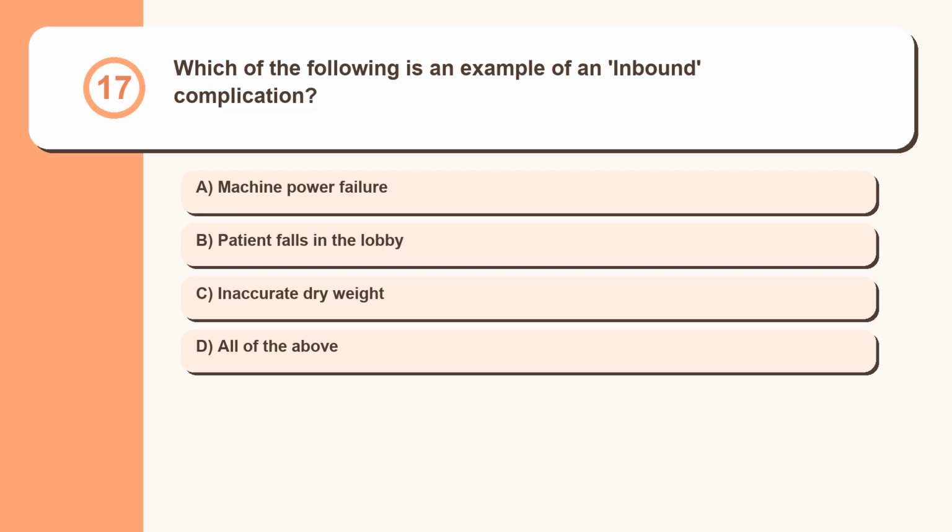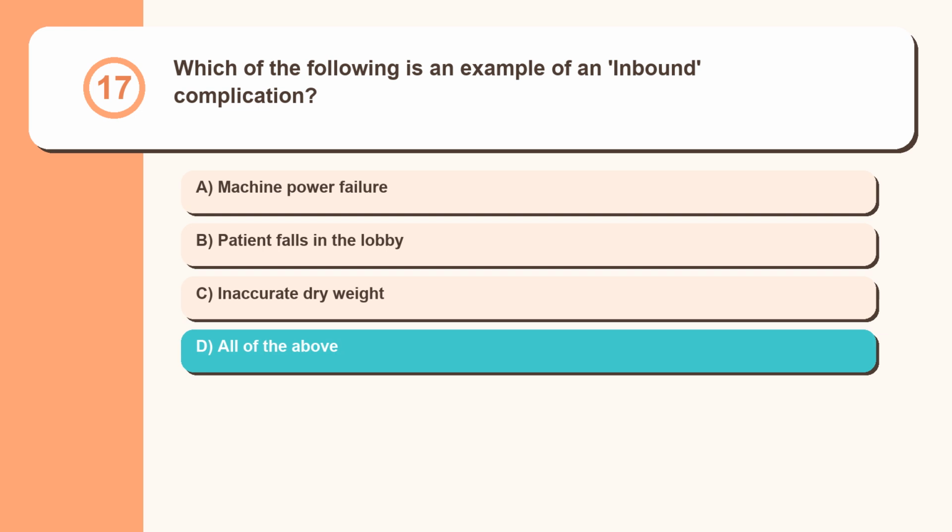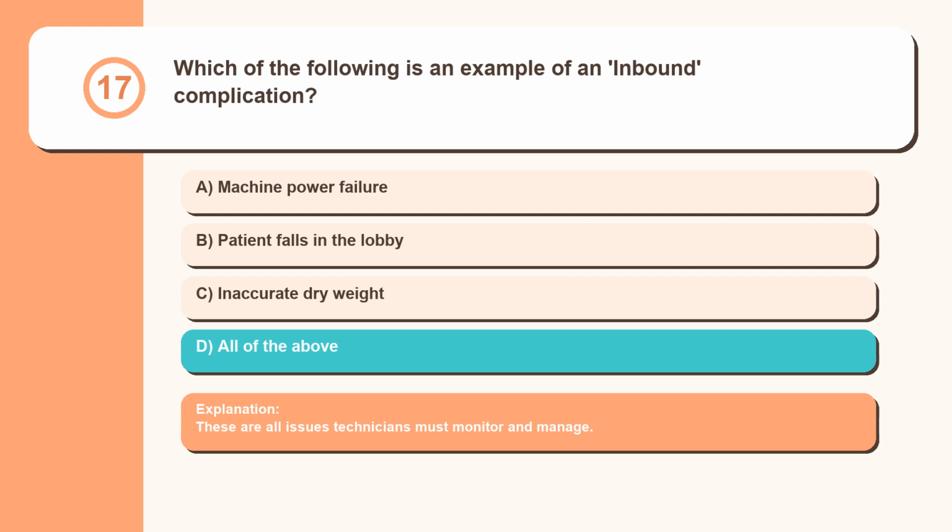Question 17. Which of the following is an example of an inbound complication? Machine power failure, patient falls in the lobby, inaccurate dry weight, all of the above. These are all issues technicians must monitor and manage.